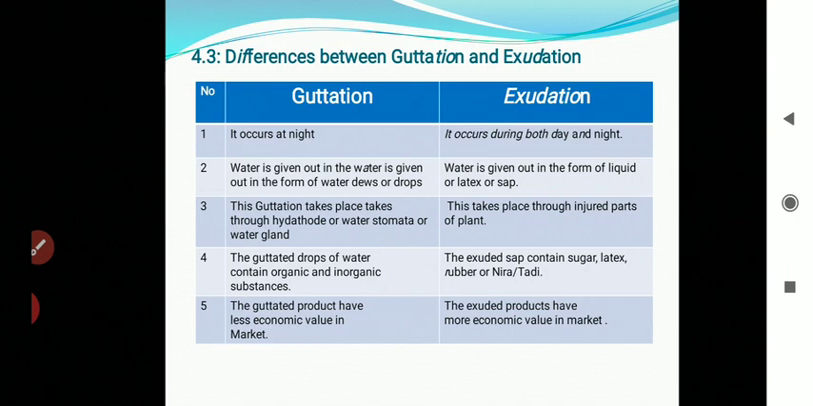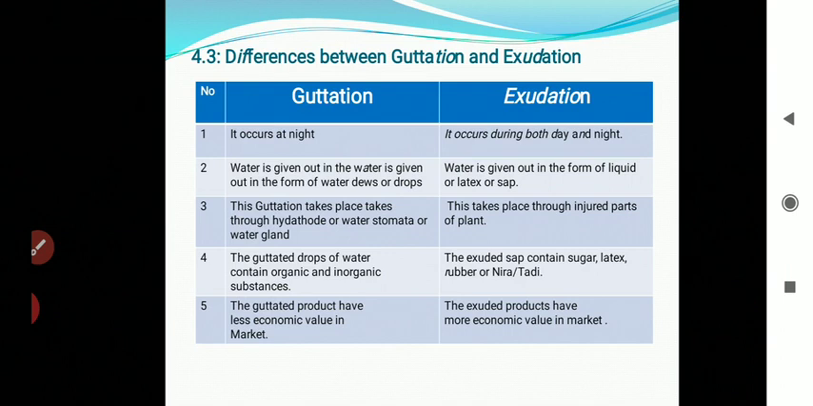Guttation occurs in night. Exudation occurs during both day and night. Whenever injury happens, it exudates the sap. In guttation, water is given out in the form of water dews or droplets. In exudation, water is given out in the form of liquid or latex or sap. For example, in a rubber plant, rubber latex is given out from the injury to the rubber stem.